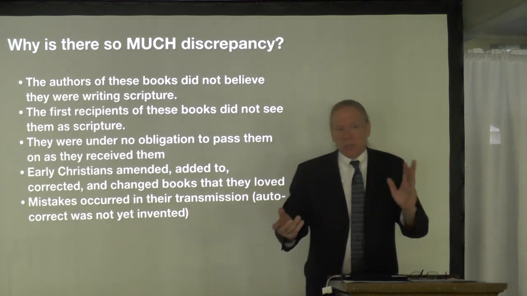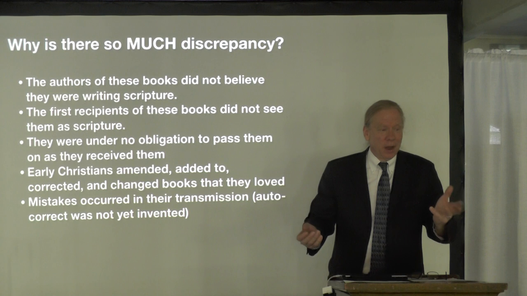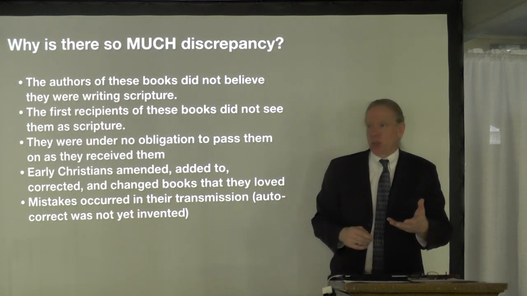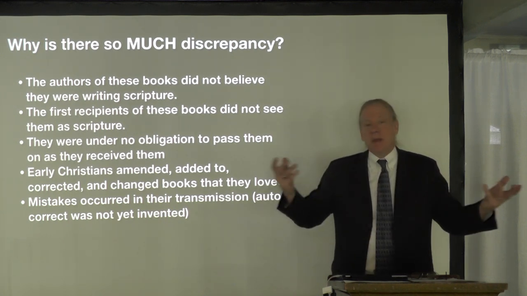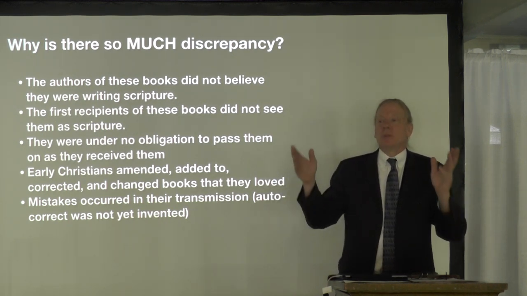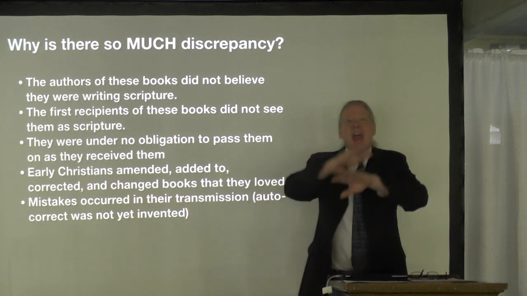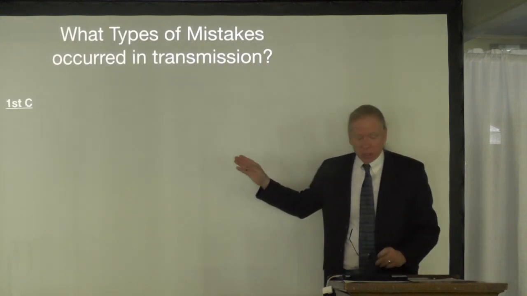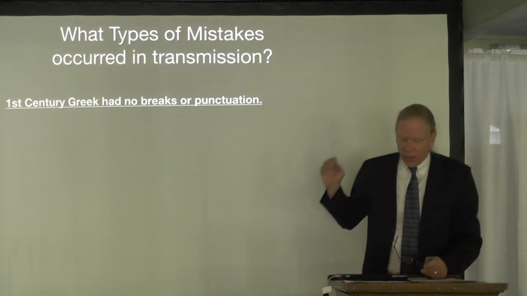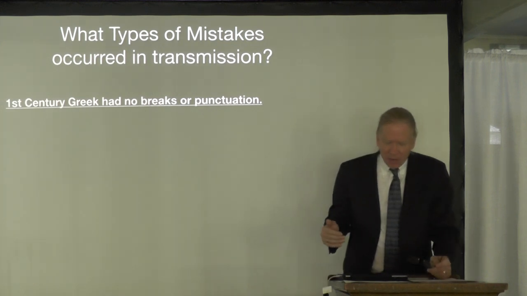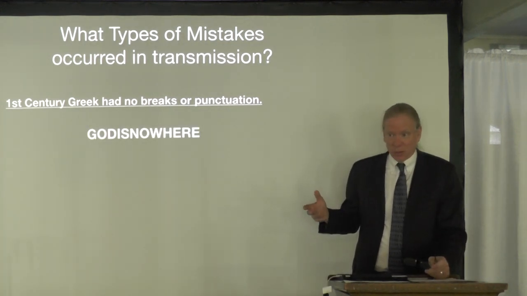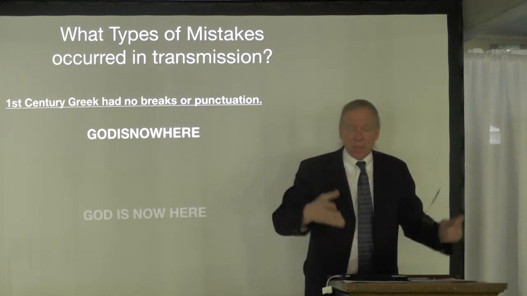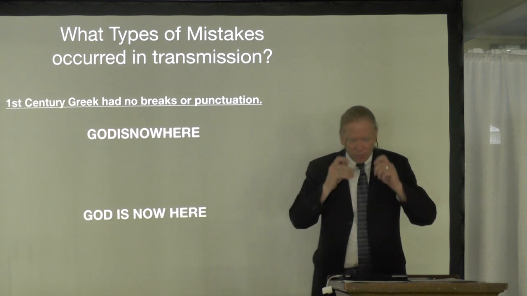And sometimes it was just a simple mistake. You're hearing, you're writing the word there, and you spell T-H-E-R-E, and it should be T-H-E-I-R. You make a mistake. We see these types of mistakes in transmission in every single Greek text. So let's take a look very specifically at the type of mistakes that occurred in the transmission. As I mentioned to you, they didn't believe at first they were passing on scripture. Once they did, they started to take a little bit more care of them. But by then we had multiple copies that existed.